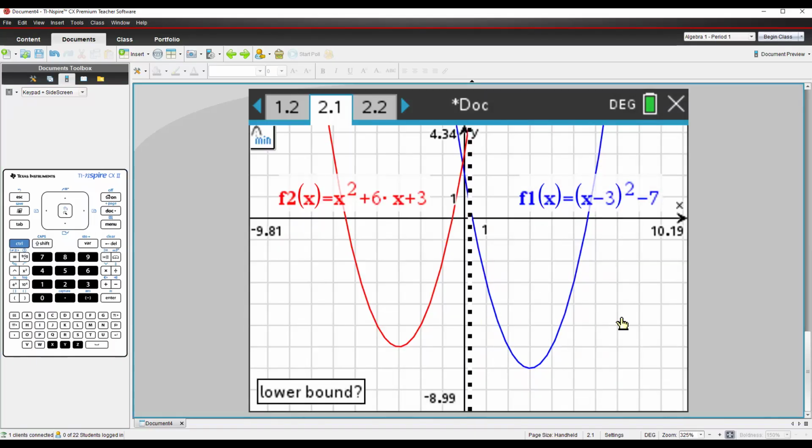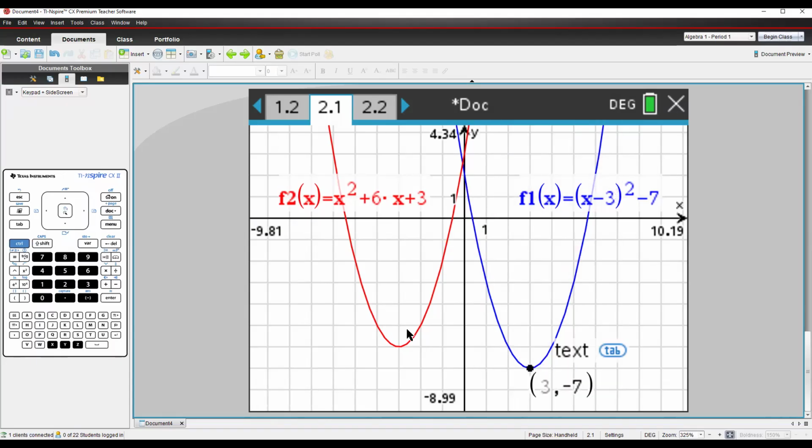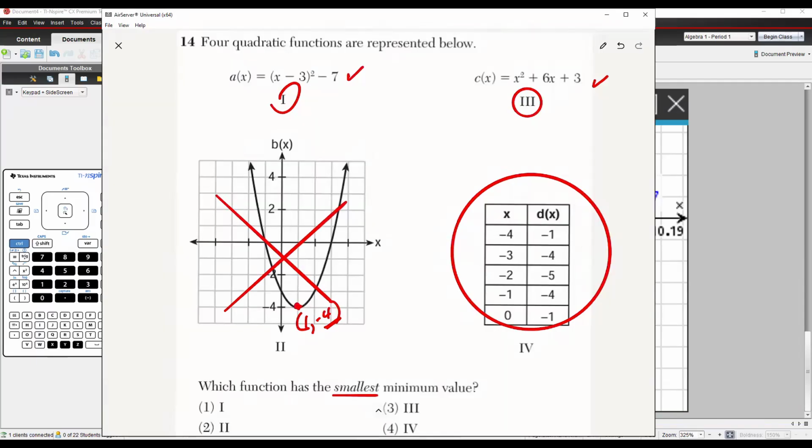I'm actually going to just do the blue one because you can see that the blue is lower than the red. We don't need to find out what the red is because it's definitely not the lowest. So the blue is a -7, and a -7 is lower than a -4, so it's not this one. It's not this one either. It's either going to be this one or number 4.